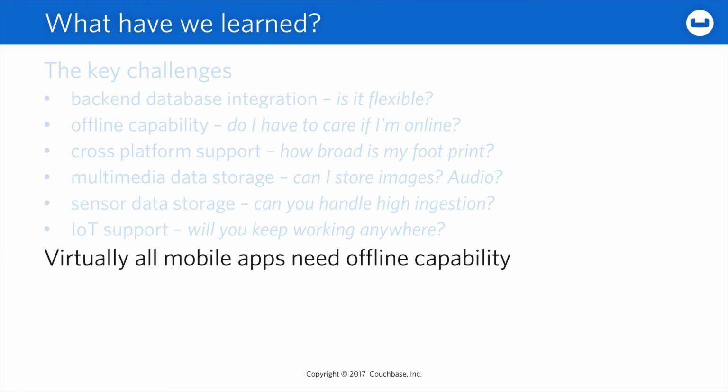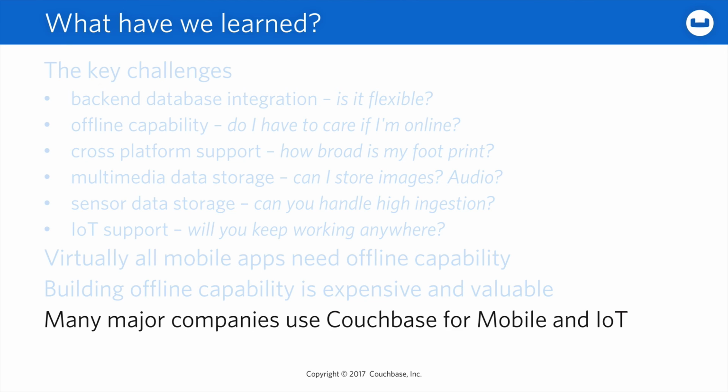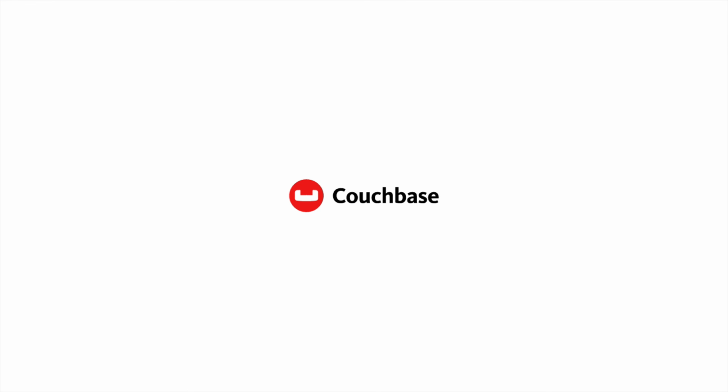So virtually all mobile apps are going to need offline capability. Building offline capability is expensive as well as valuable because it's a hard problem. Many major companies, as a result of this fact, have chosen to use the Couchbase Mobile stack as their infrastructure layer for their mobile and IoT applications. Why? Well, stick around. We'll talk about that.